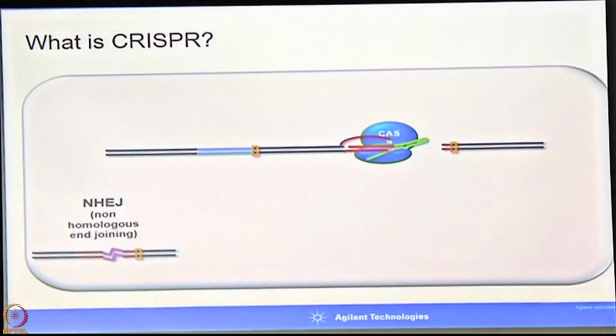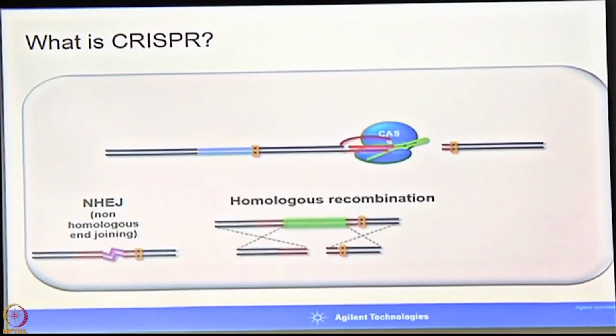One possibility is that you just leave it like this, and the body's repair system, our cell system, basically goes for non-homologous end joining and causes the knockout of that gene, right? It creates the knockout. Second is homologous recombination. If you want to do gene editing and you have a homologous sequence, you can incorporate this homologous sequence in that, right?